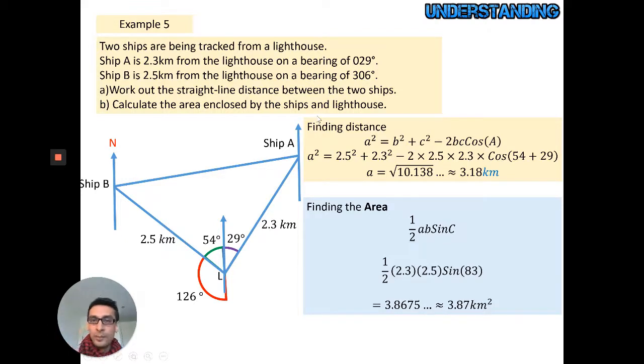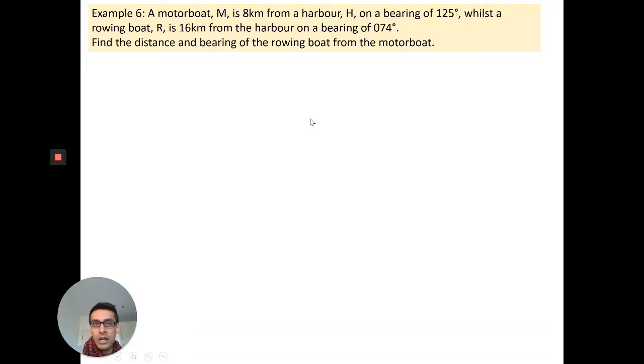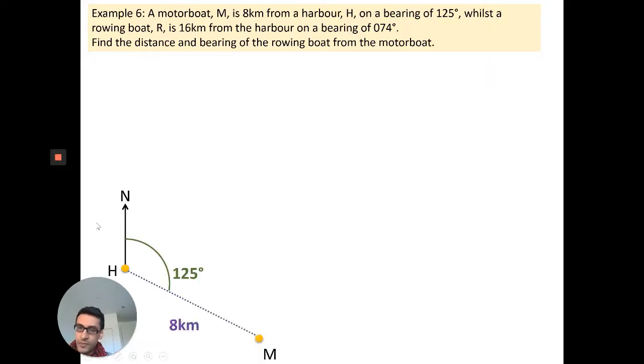Okay, next example. Again, try it, and then I will go through it. Right, so going through this, a motorboat M is 8 kilometers from a harbour on a bearing 125. So there's the harbour. We're going to draw a north line clockwise, 125 degrees. And there's 8 kilometers, and there's a motorboat M.